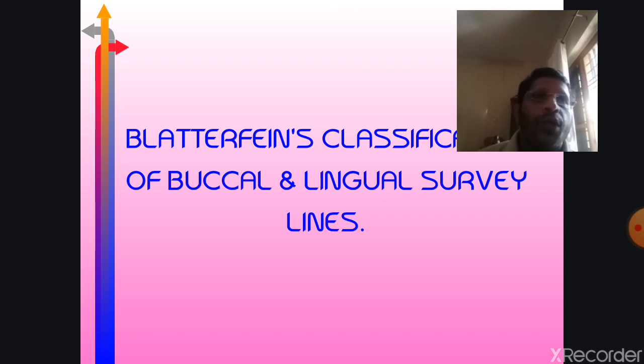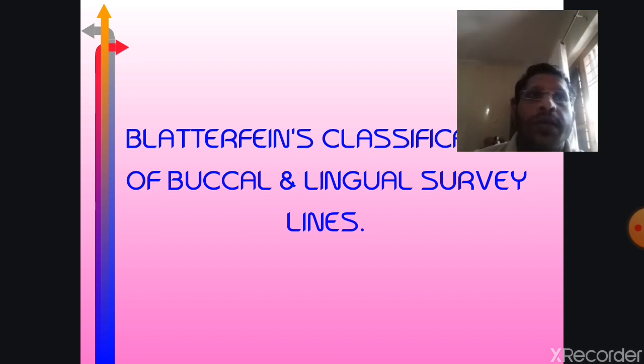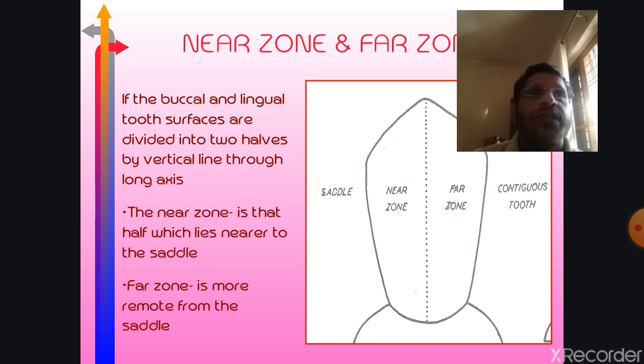Now we will continue with the next aspect, that is survey lines. It is Blatterfine who classified the survey lines, and survey lines is a very important short note. There are different survey lines. We will see in the later slides what those survey lines are, and they have been divided into 4 types. Before moving on with the types of survey line, you need to know 2 terminologies: what is near zone and what is far zone.